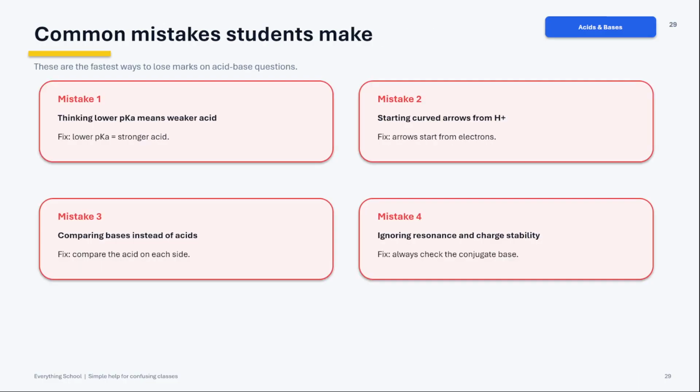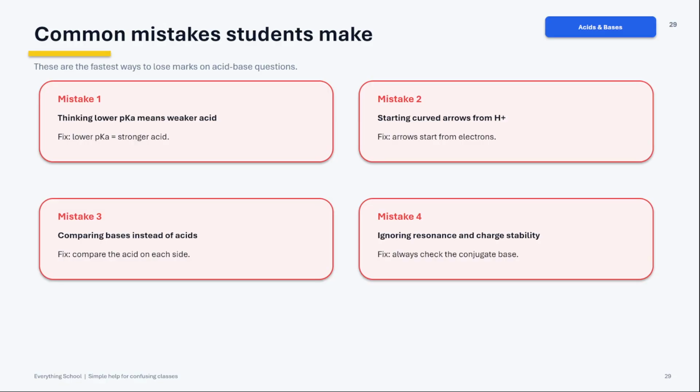Slide 29. Common mistakes students make. These are the fastest ways to lose marks on acid-base questions. Mistake 1. Thinking lower pKa means weaker acid. The fix is lower pKa equals stronger acid. Mistake 2. Starting curved arrows from H+. The fix is arrows start from electrons.